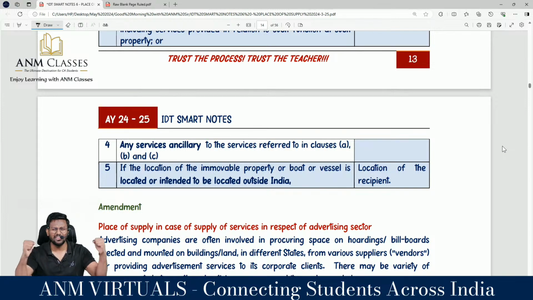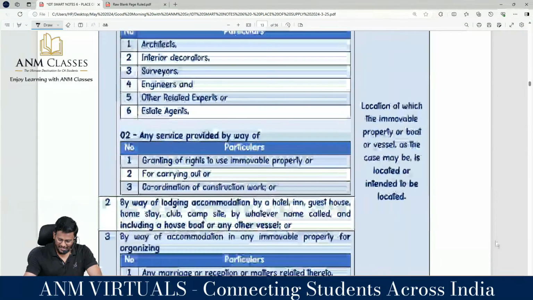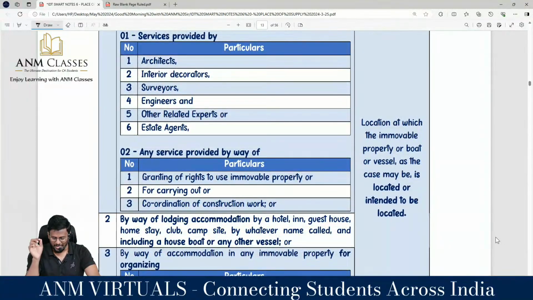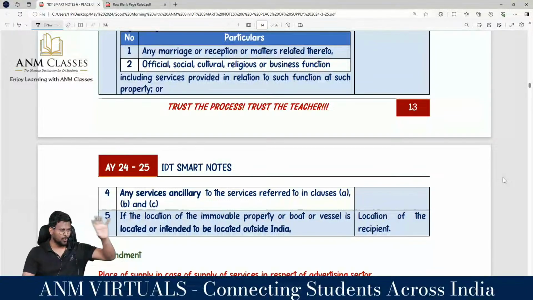Because he's in need of marriage, right? So the place of supply is the location where the immovable property, boat or vessel is situated or intended to be situated, right? Yes, sir. Since section 12 applies if both the service provider and service recipient are situated in India, only then the provisions of section 12 will be applicable, right?